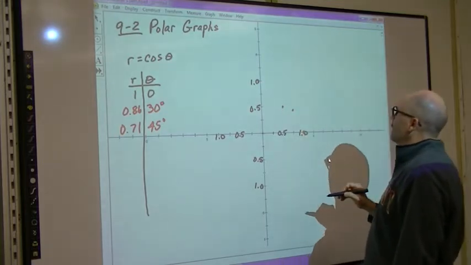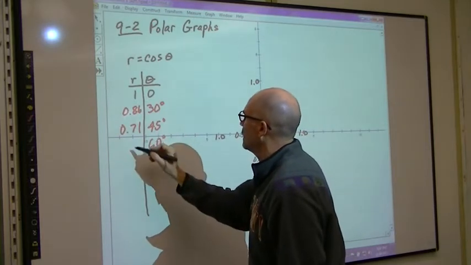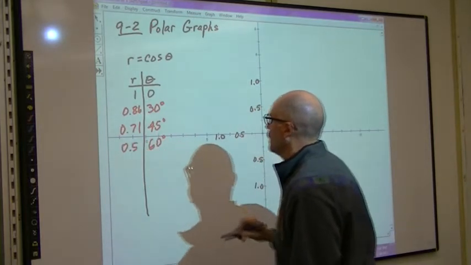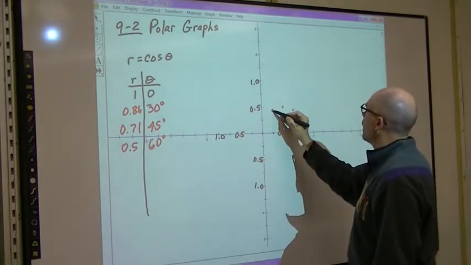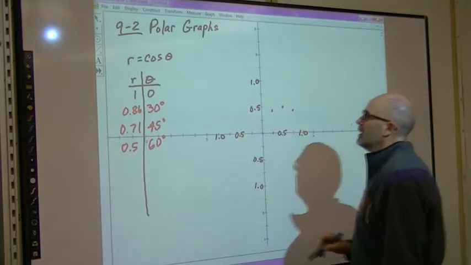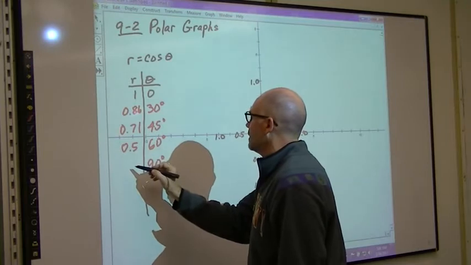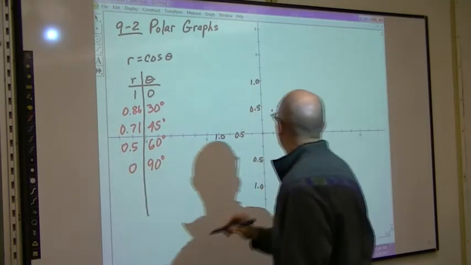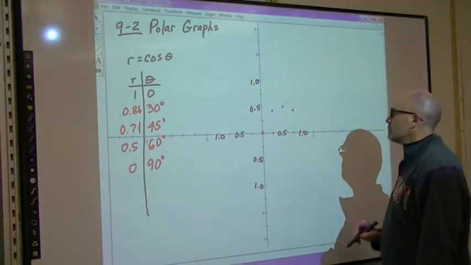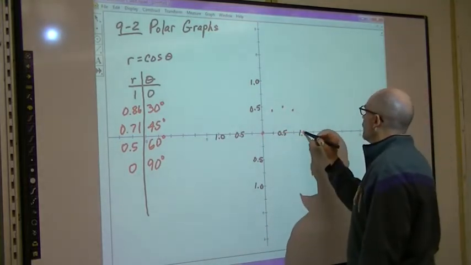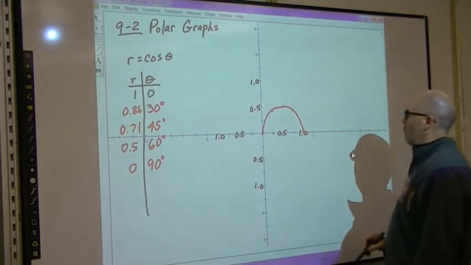Okay, then we go to 60 degrees. Cosine 60 is 1/2. No estimating required here, so we go 60 degrees, bam, 1/2 right there. And then we go to 90 degrees. Cosine of 90 is going to be 0. So I'm back down to here. All right, so at this point, we have a beautiful semicircle.